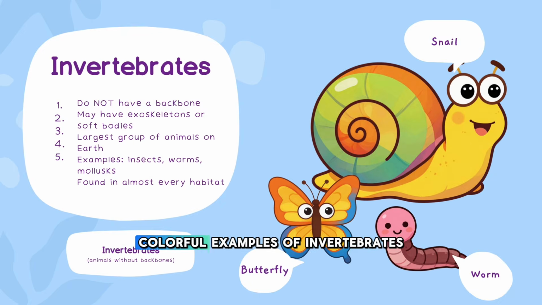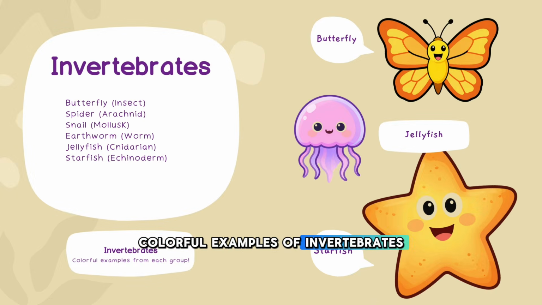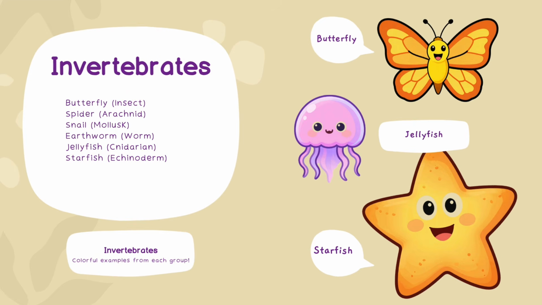Let's look at some colorful examples of invertebrates. This is a butterfly, which belongs to the insect group. A spider, which is an arachnid. Here is a snail, a mollusc. Another example is an earthworm, which belongs to the worm group. And finally, we have a jellyfish, a cnidarian, and a starfish, an echinoderm. Notice something important. None of these animals has a backbone.